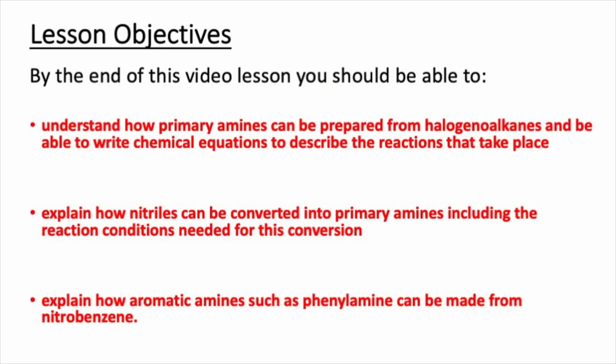By the end of this video lesson, you should be able to understand how primary amines can be prepared from halogenoalkanes and be able to write chemical equations to describe the reactions that take place. You should also be able to explain how nitriles can be converted into primary amines, including the reaction conditions needed for this conversion. And finally, you should be able to explain how aromatic amines such as phenylamine can be made from nitrobenzene.